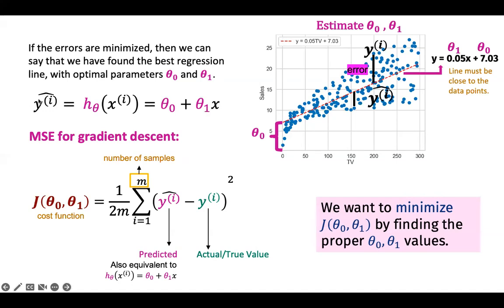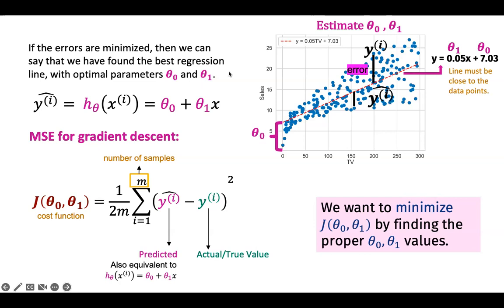So we can say that we have found the best regression line if we have also found the optimal parameters theta 0 and theta 1. And by optimal, that means that the line is close to the data points and that the errors are minimized. So the errors are essentially just the difference between the actual and the predicted.